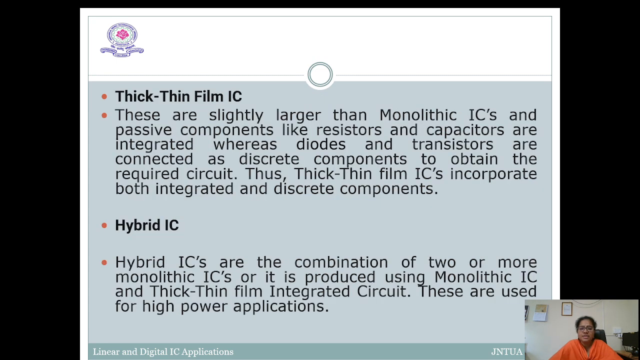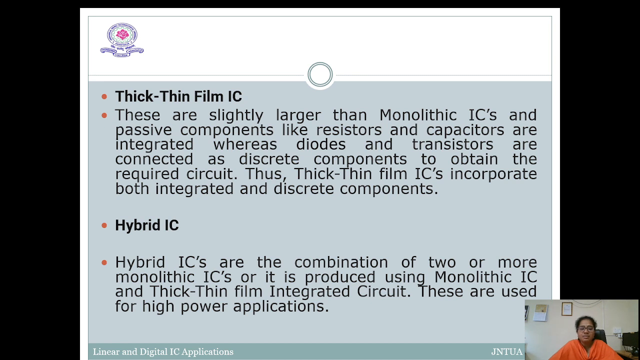These are slightly larger than monolithic ICs, and the passive components like resistors and capacitors are integrated, whereas diodes and transistors are connected as discrete components to obtain the required circuits. So thick and thin film ICs incorporate both integrated and discrete components, right? All the passive components will be connected as an IC, and then the active devices have to be connected outside the IC as discrete components. So this thick and thin film IC fabrication is the combination of both integrated and discrete components.